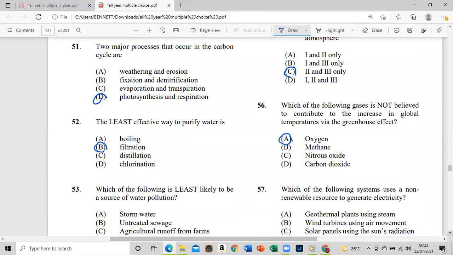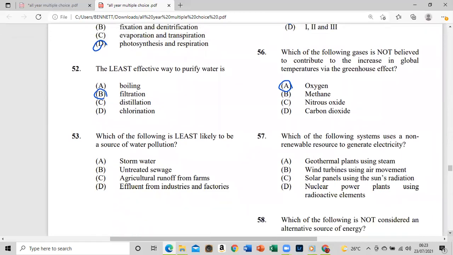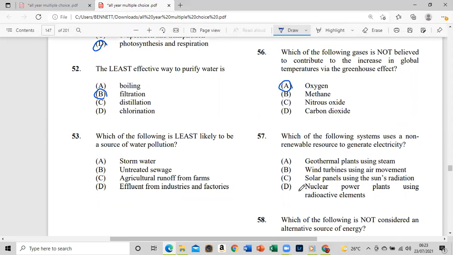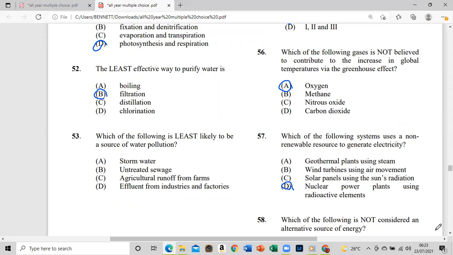About 57. Are you ready for 57? Which of the following systems uses a non-renewable resource to generate electricity? Geothermal plants using steam, wind turbines using their movement, solar panels using the sun's radiation, or is it a nuclear power plant using radioactive elements? Notice the word, guys, non-renewable. So it is E, nuclear plant is not renewable.